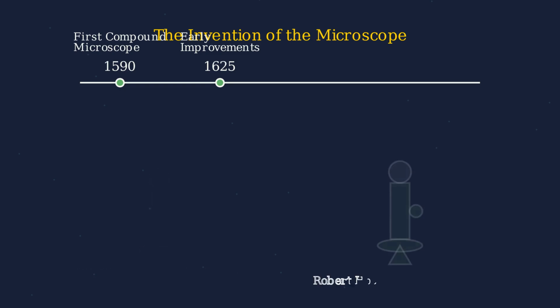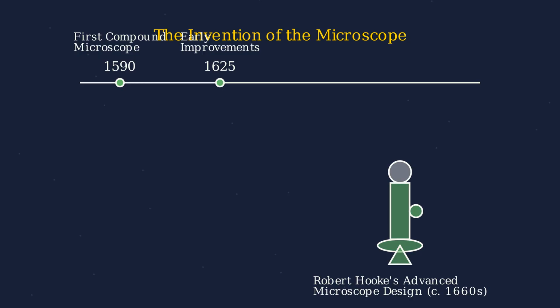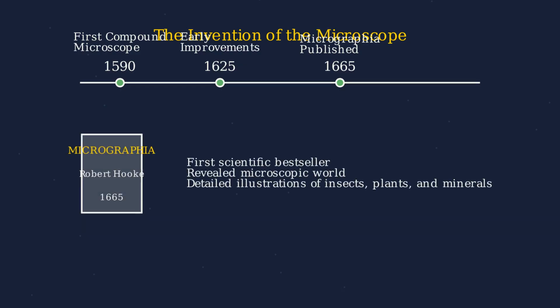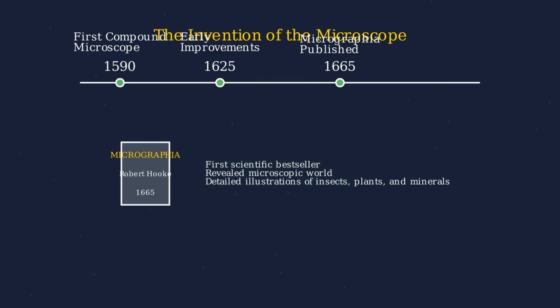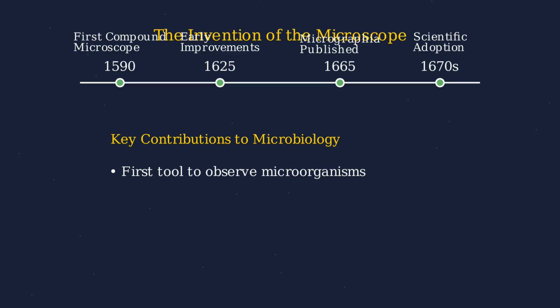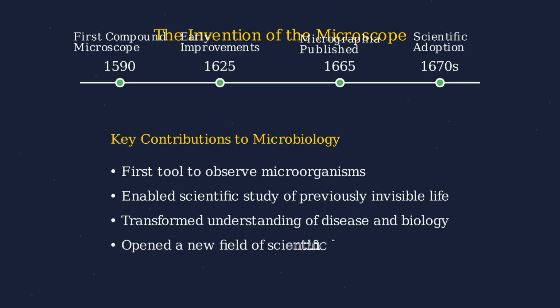Robert Koch further developed this technology, creating more powerful and precise instruments in the 1660s. In 1665, Koch published Micrographia, the first major work devoted to microscopic observations. This groundbreaking publication revealed the microscopic world to scientific audiences for the first time. These technological advances provided the essential tool that would allow scientists to finally observe microorganisms directly.